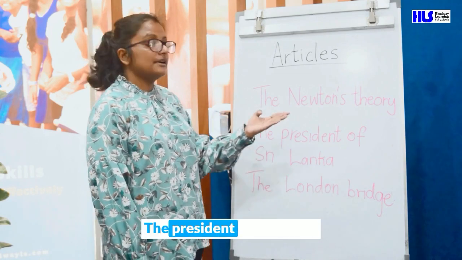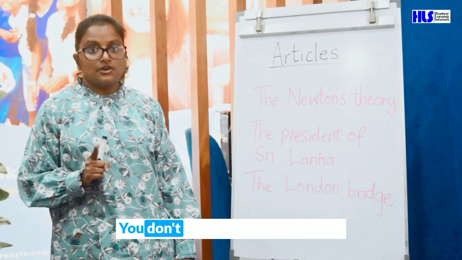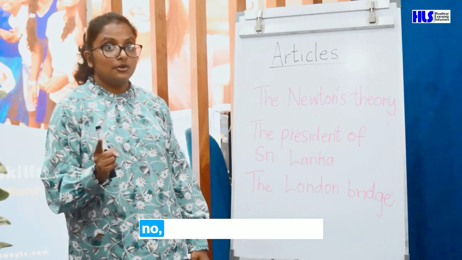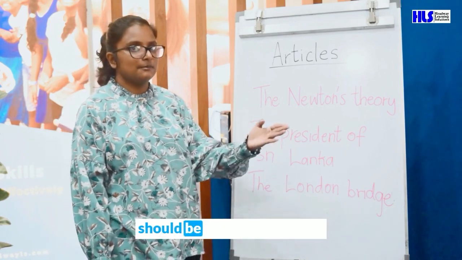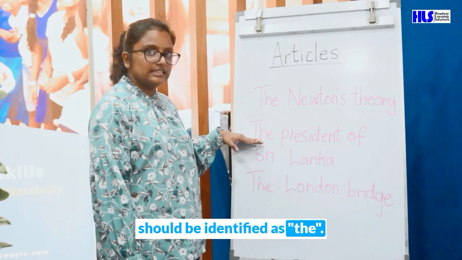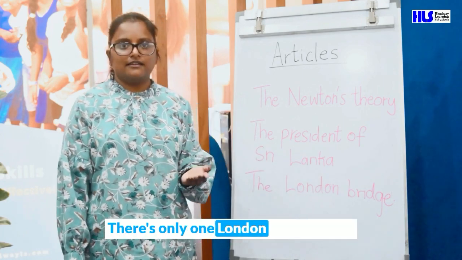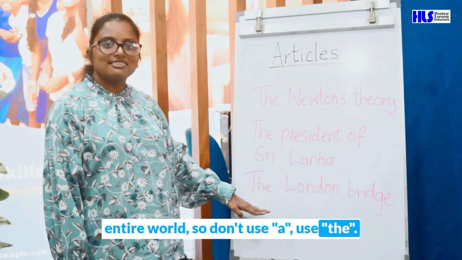Next, the President of Sri Lanka, the President of Maldives. You don't say a President of, which means there are many presidents. No, there is only one person. So that one well-known person should be identified as the. Next one, the London Bridge. There's only one London Bridge in the entire world. So don't use a, use the.